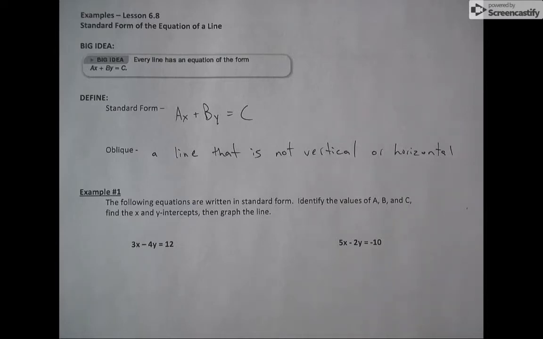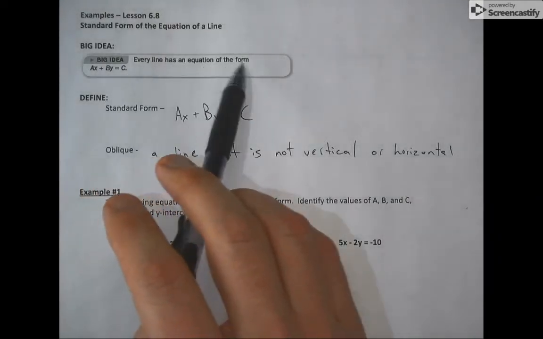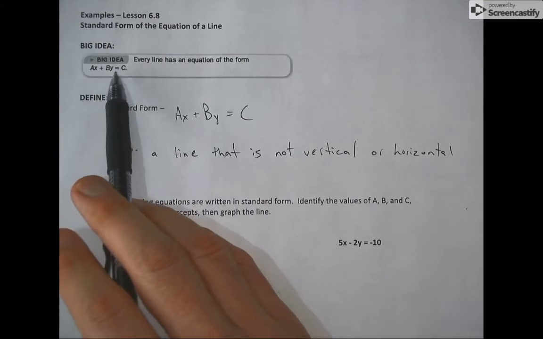And today we're going to look at a third one called standard form of the equation of a line. It's important to remember that all of these are equivalent. Every line has an equation that can be rearranged into one of these forms, and they each have a purpose and a reason that we use them. So standard form looks like this. Every line has an equation of the form ax plus by equals c.